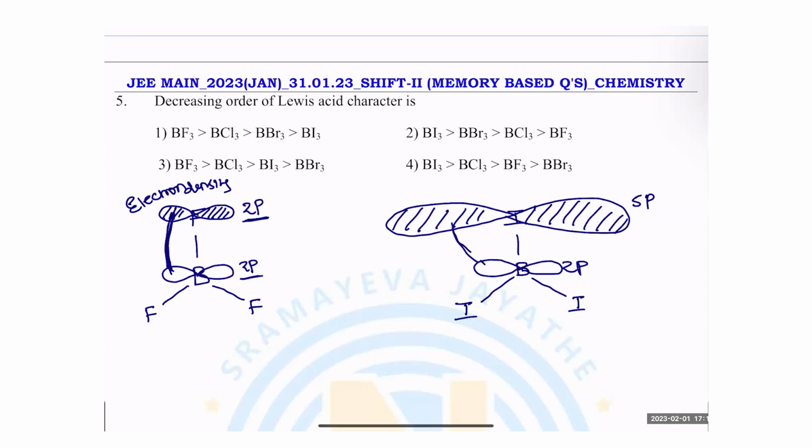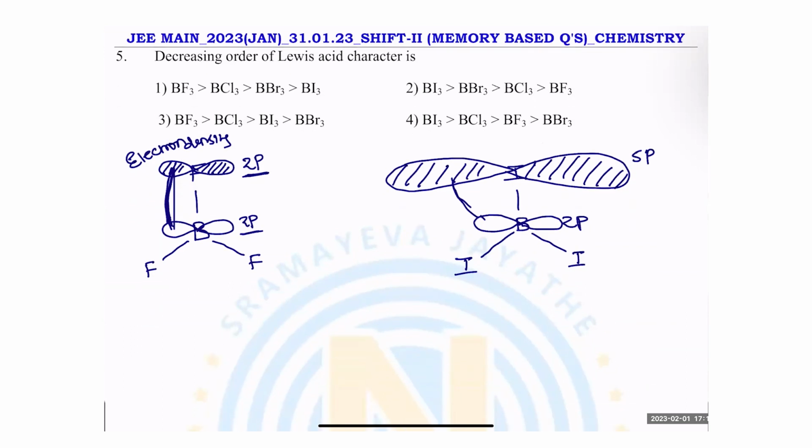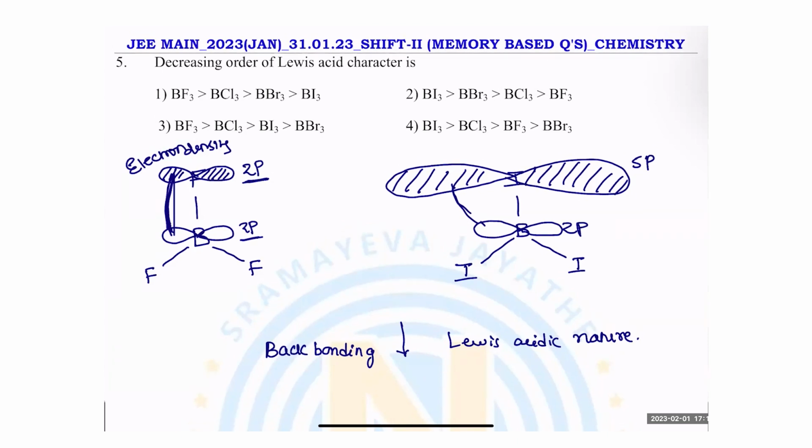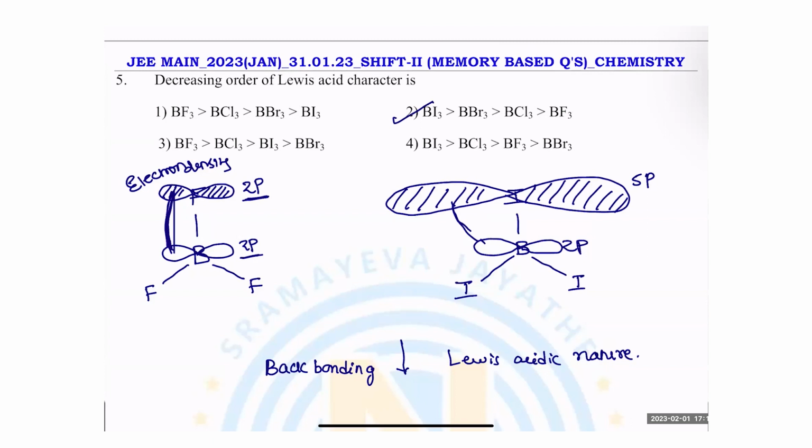But in case of BF3, due to this effective back bonding, Lewis acidic nature will be reduced, and it will have less tendency to take an electron pair from an external source. So simply, back bonding decreases Lewis acidic nature. BF3 has very good back bonding, so Lewis acidic nature will be minimum. BI3 almost has no back bonding, therefore Lewis acidic nature is maximum. So the answer to this question is BI3, BBr3, BCl3 and BF3. This is based on the electron density of the lone pair of halogen.